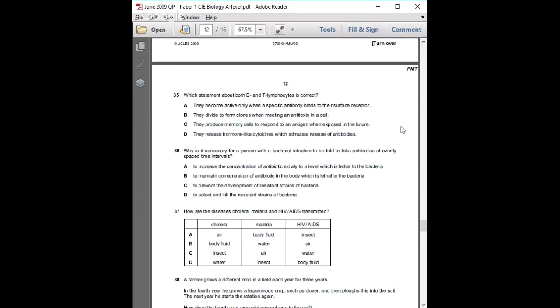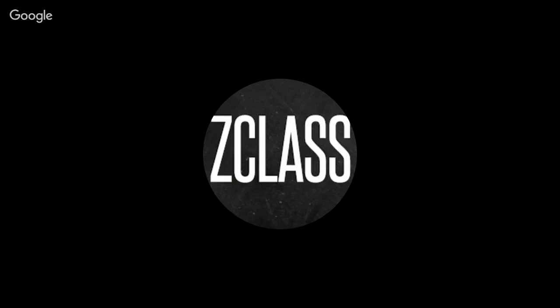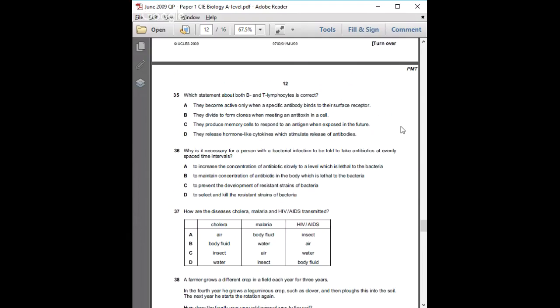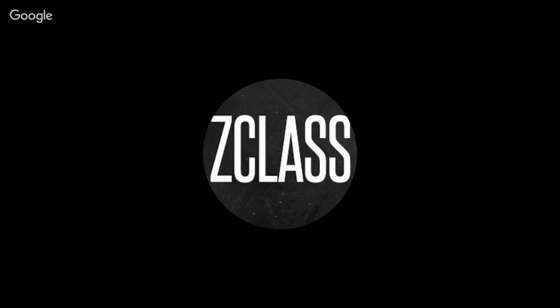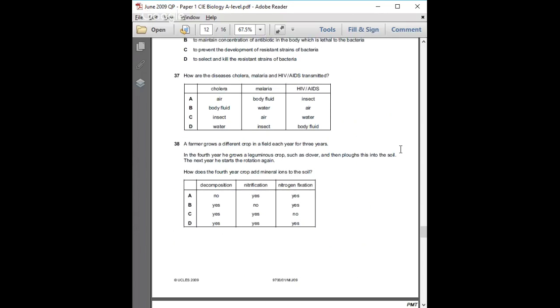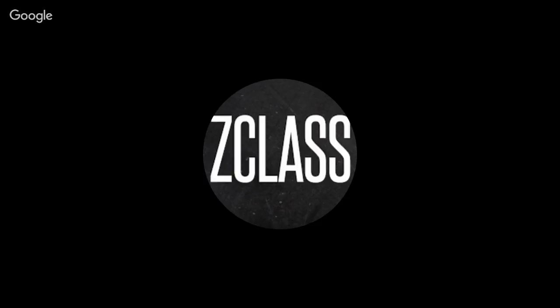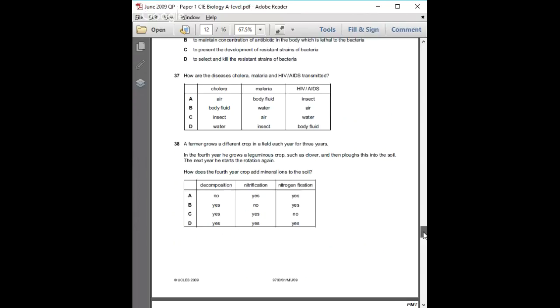And A is definitely wrong because you want a lethal dose immediately, because if you slowly introduce the bacteria to antibiotic, then the bacterial colony will slowly start selecting for strains that are resistant. Yeah. Okay, good. Question 37. D. Good. Not going to labor those points. Yep. 38.